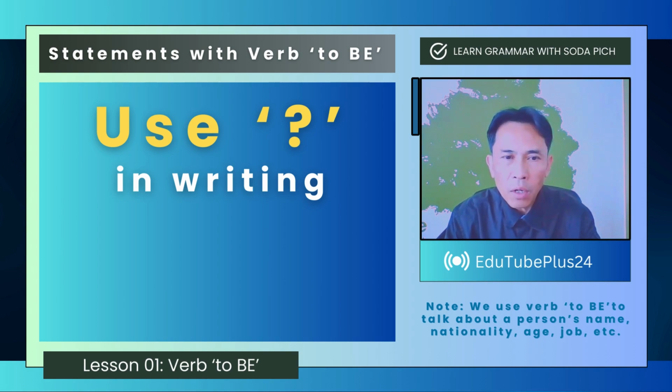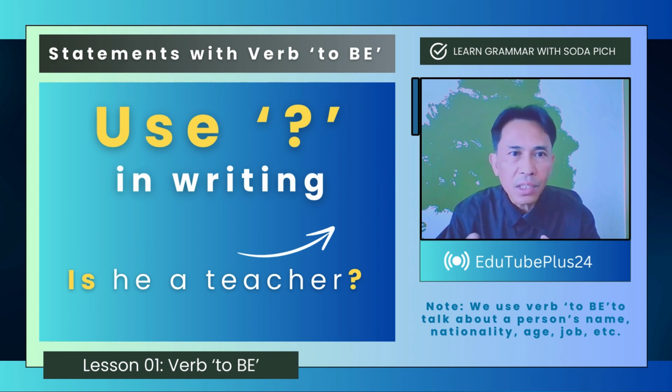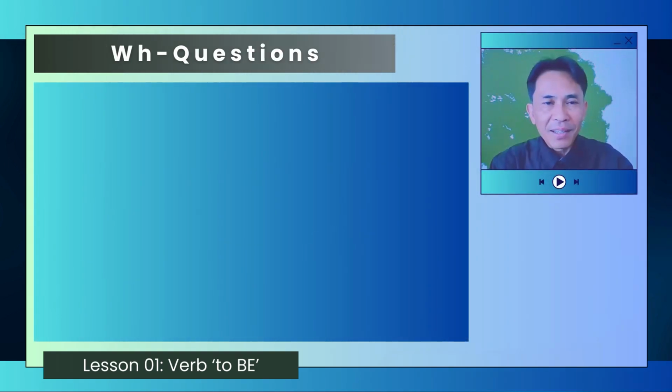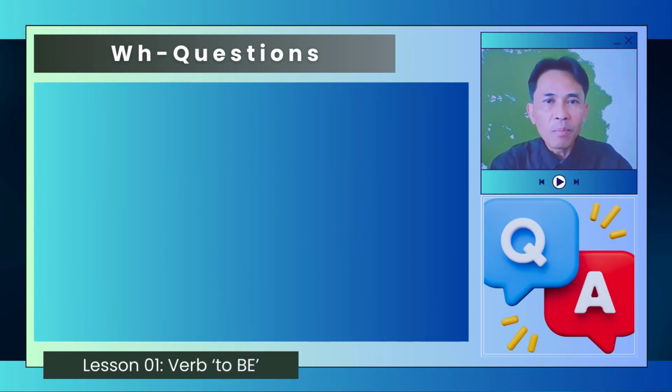If you don't put a question mark, then it's wrong. When you are speaking, the way that the listener knows that you are asking a question is your voice. Your voice kind of goes up or rises at the end so that the listener knows you are asking a question. For example, is he a teacher? Is he a teacher?